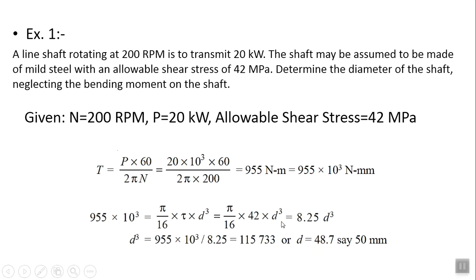If you put these values together, tau is already known to you, which is 42 megapascal, and torque we have calculated. From this equation, the diameter we are getting to be 48.7 mm. You can take it either 49 or 50 mm. So for this configuration, where the shaft needs to transfer 20 kilowatt power at 200 RPM with allowable stress of 42 megapascal, the diameter of the shaft should be 50 mm at least. So this example is related to pure torsion.